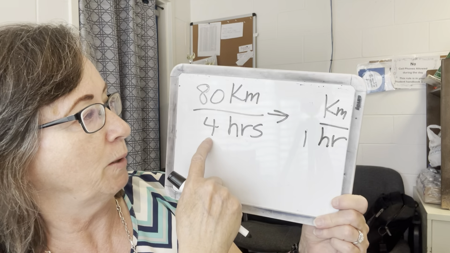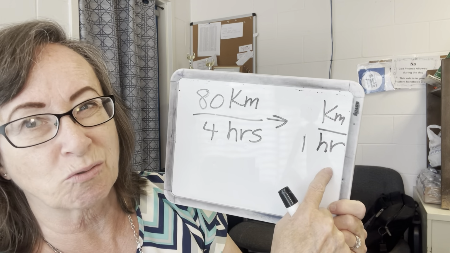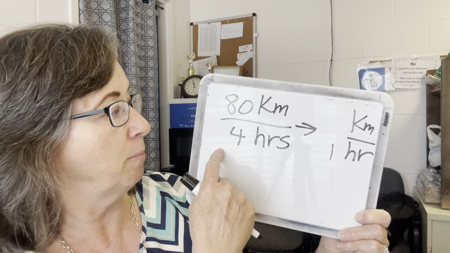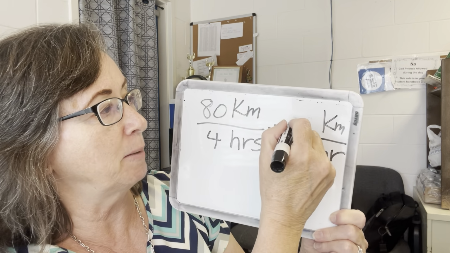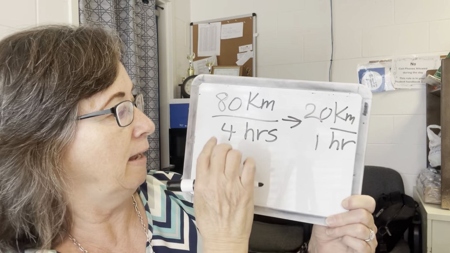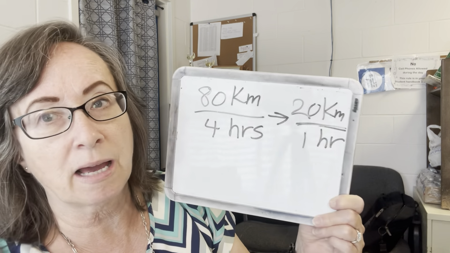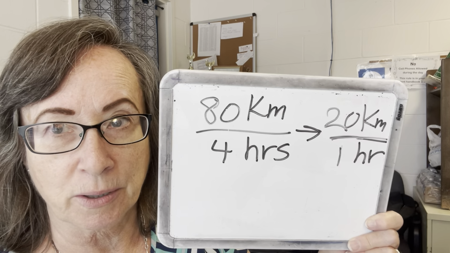Okay, so if we want to go from 4 hours to 1 hour, we're dividing by 4. So let's just divide both top and bottom by 4. 80 divided by 4 is 20, and 4 divided by 4 is 1. That bird is flying 20 kilometers per hour.